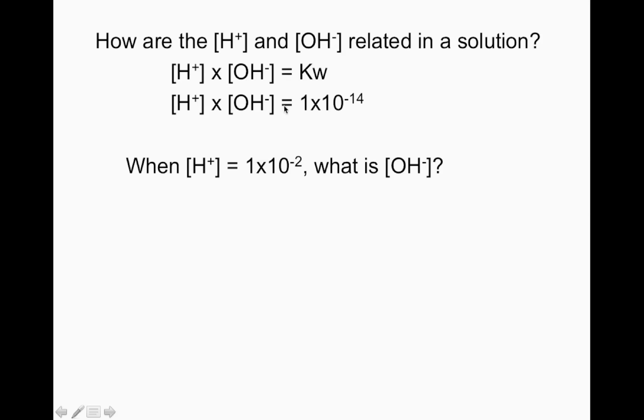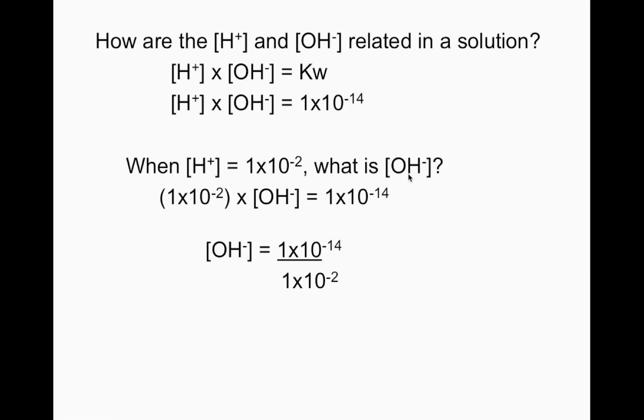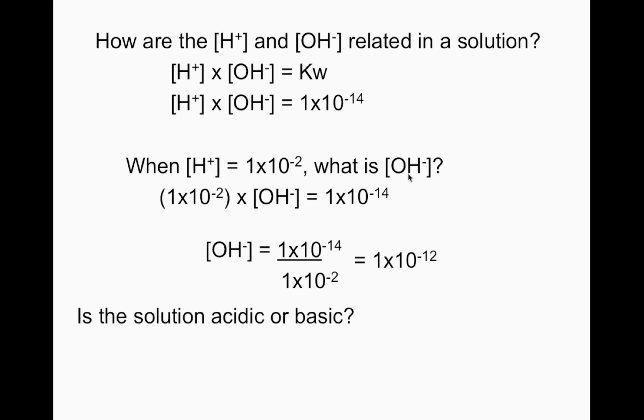Now I'm going to start with this one where I've already replaced Kw with what it's equal to. And I've also replaced the H positive with the information from the question. So all I have to do now is solve it for hydroxide. I divide by my hydrogen ion concentration, and I get 1 times 10 to the negative 12th. Now, is this solution acidic or basic? Well, that depends on which is greater, the hydrogen ion concentration or the hydroxide. We can see here the hydrogen ion concentration is much greater, so this is acidic.